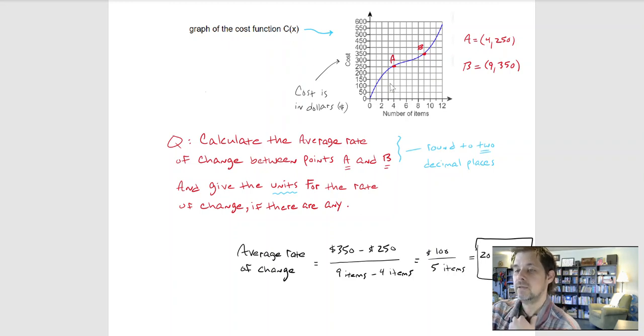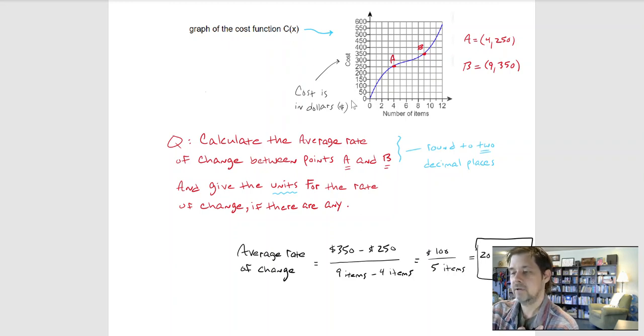Anyway, I said, can you calculate the average rate of change between the points A and B? And round if needed. Sometimes we need to round. But most importantly, I would like to see if you can give me the units for the rate of change, if there are any. I posed it in my initial prompt, like maybe there are units, maybe there are not, maybe it's just a number. 250 is a number. $250 is a number that has units, okay?